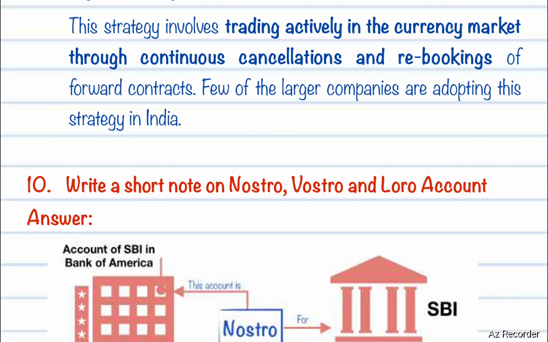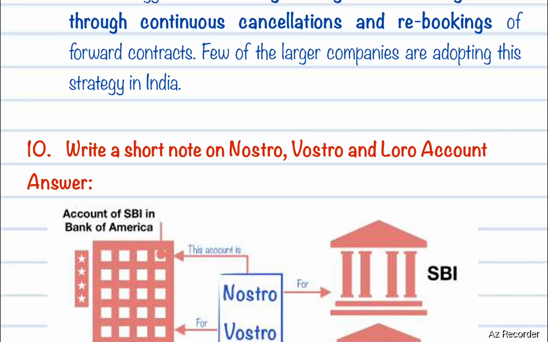Short notes on Nostro, Vostro, and Loro accounts. First, Nostro account. It is an Italian word. Nostro means ours. Hence, a Nostro account points at our account with you. Nostro accounts are generally held in a foreign country with a foreign bank by a domestic bank, from our perspective, our bank. It implies that the account is maintained in that foreign currency. Example, SBI's account with Bank of America is a Nostro account for SBI.